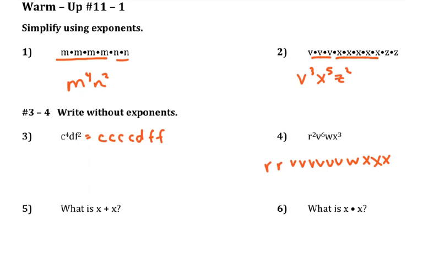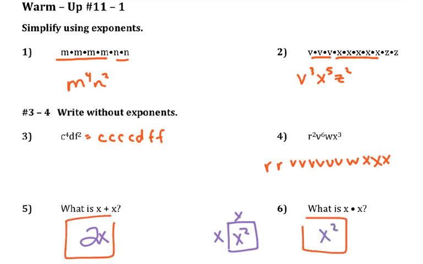Number 5, this question is to help you distinguish between addition and multiplication. If it says x plus x, think about it, if you have an x and you have another x, you actually have 2 x's. Number 6, on the other hand, what is x times x? That one is like a picture of a square that measures x by x, and so what you have is x to the 2nd power. So just to make sure you understand, there is a difference between x plus x and x times x.